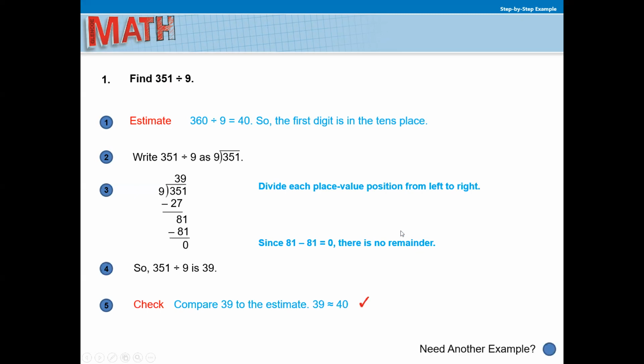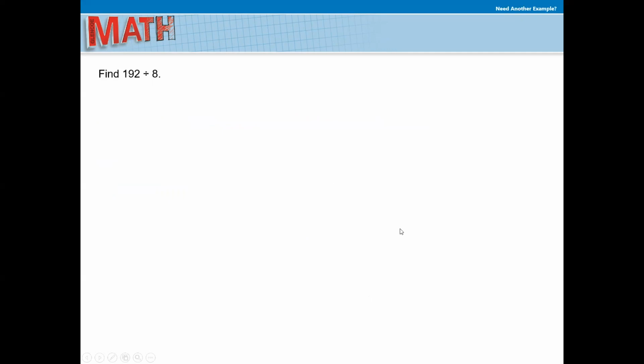Here's another problem. Find 192 divided by 8. I want to see the long division worked out in your notebooks. Pause the video while you do your math. Press play when you're ready to continue.